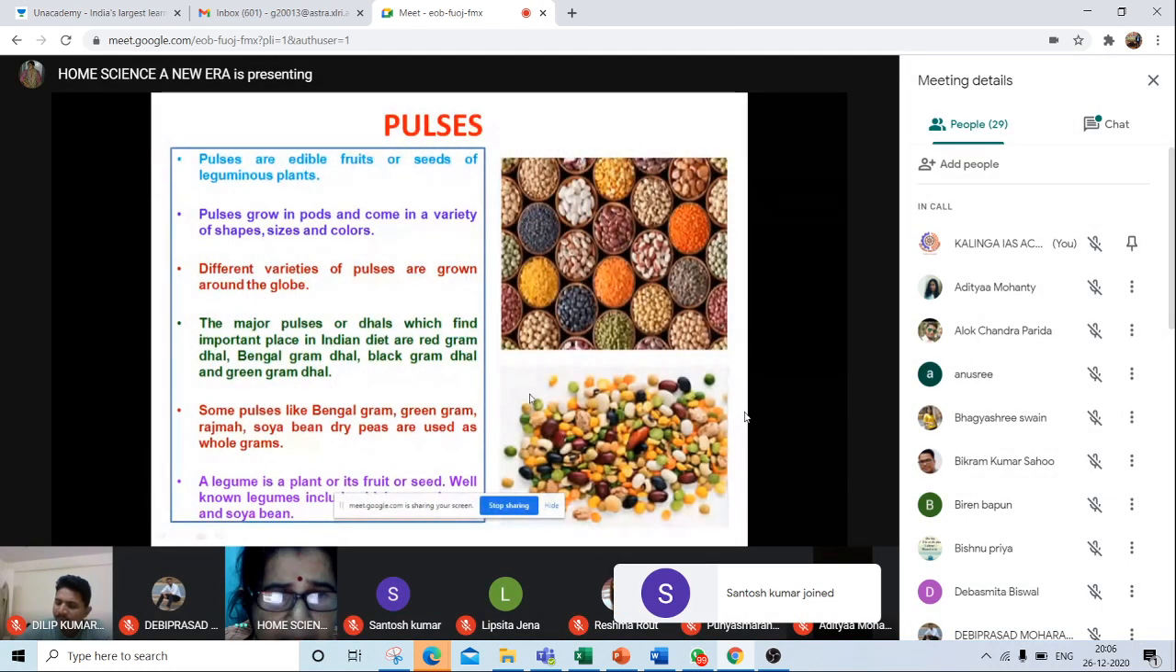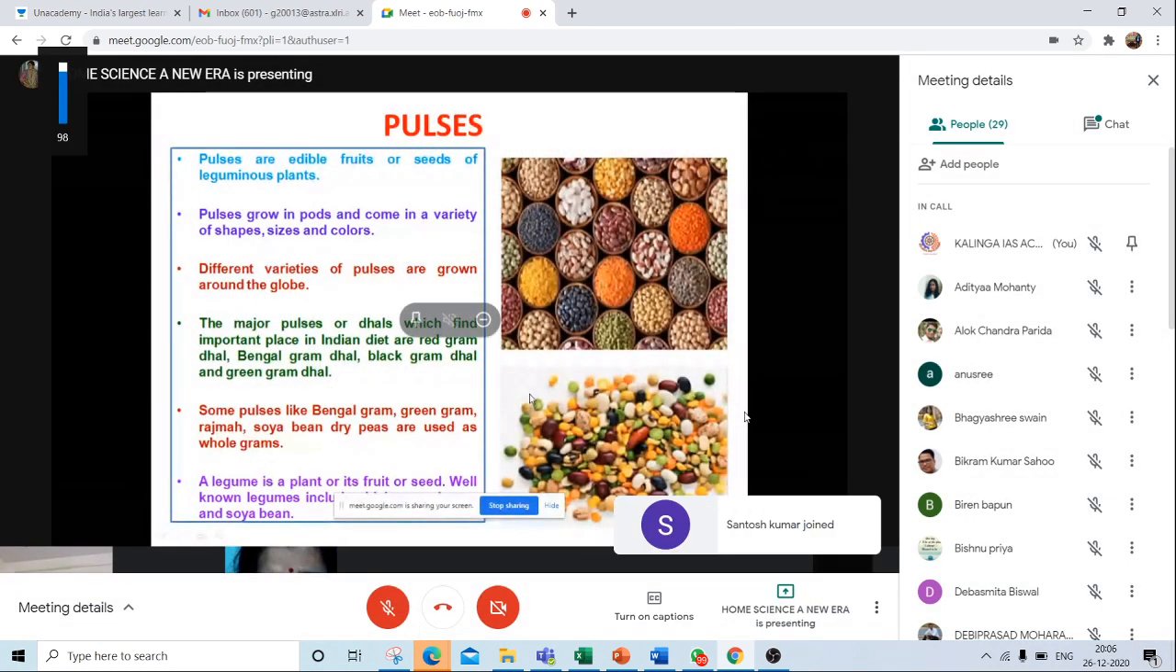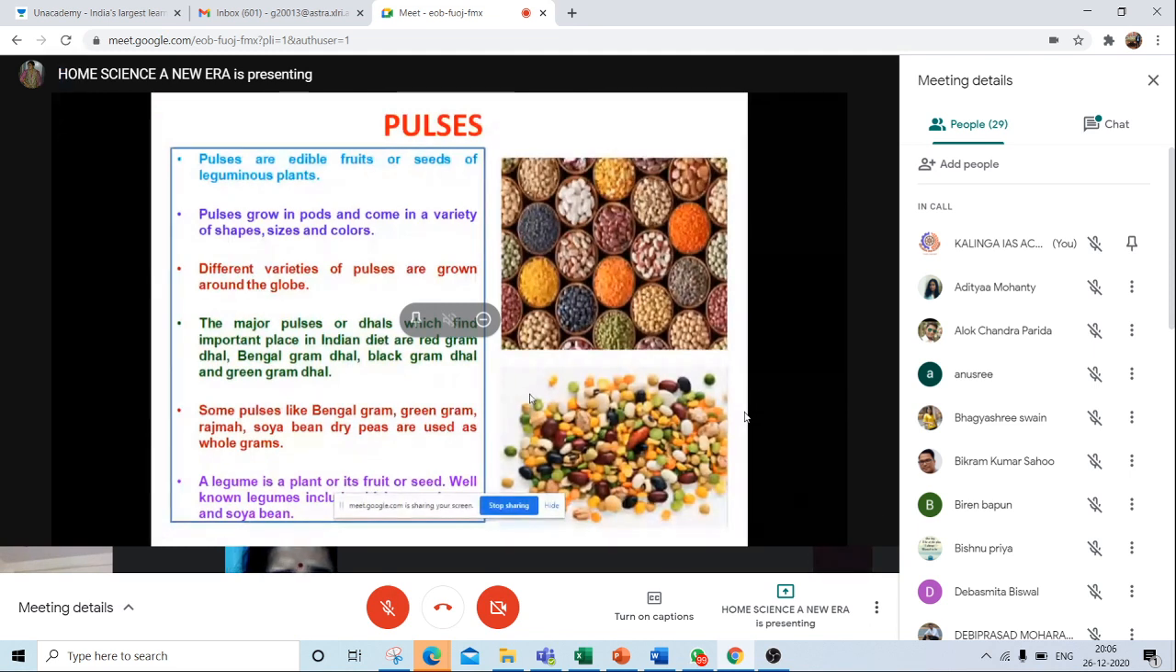Some pulses, which are Bengal gram, green gram, rajma, soybean, and dry peas, are used as whole grams. And another one is legumes; in these pulses, we include legumes. A legume is a plant or the fruit or seed of it. Well-known legumes include rajma as well as soybean, which is otherwise known as the milkmaid.